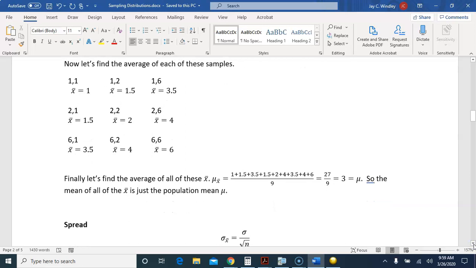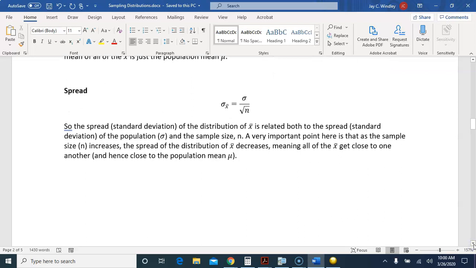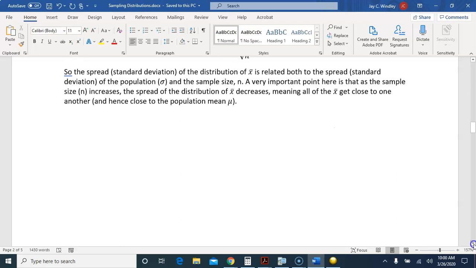So that's the meaning of the formula. The mean of the x bars is the population mean, or mu subscript x bar is mu. Now, the next topic is spread. The standard deviation of the x bars is the standard deviation of the population divided by radical n. So how far spread out the x bars are is partly due to how far spread out the population is, but it's also partly due to the sample size. And what's really important about this formula is, as the sample size increases, the spread of the x bars decreases.